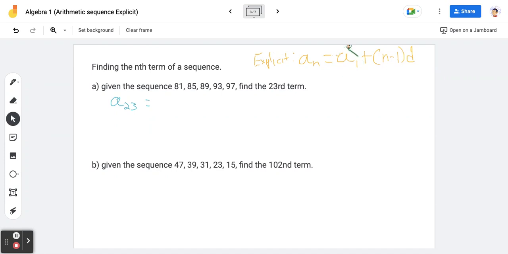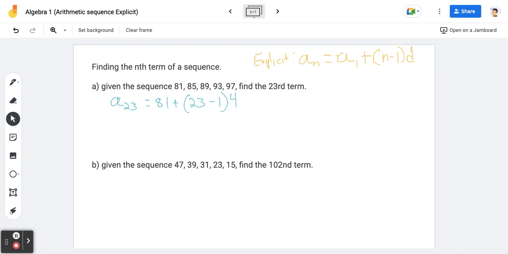well, what's my first term? My first term is 81 plus n minus 1. So what do we say n was? n is the term number, and the term number we're looking for here is 23, minus 1, times what is our common difference? To go from 81 to 85 to 89, looks like I'm adding 4. So our common difference is going to be times 4.